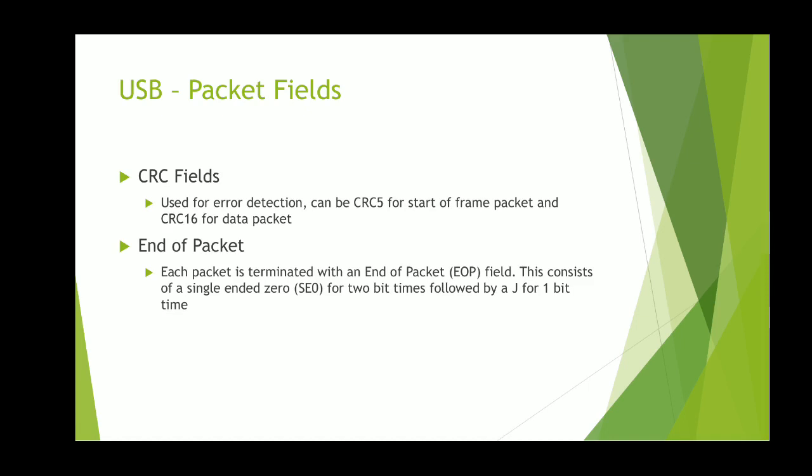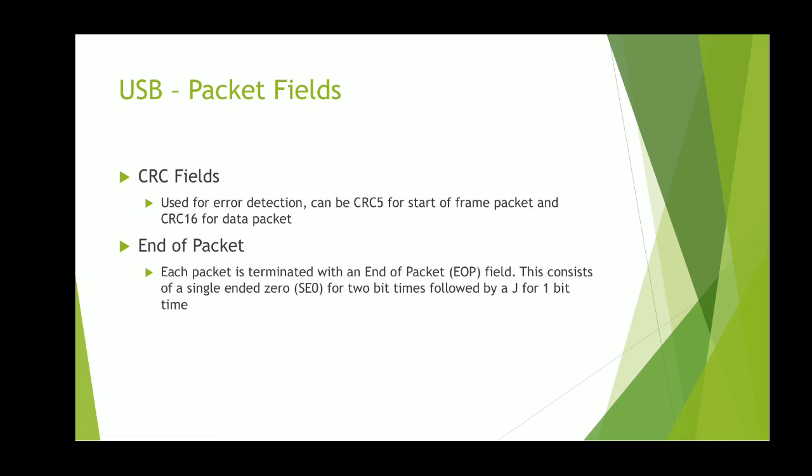After the data field, the next comes the CRC field. The CRC field is used to detect errors in the packet, and CRC is the short form of cyclic redundancy check. So the CRC field consists of the cyclic redundancy checksum of the packet. In the case of a start of frame packet, the CRC field is only 5 bits long, and in the case of a data packet, the CRC field is 16 bits long.